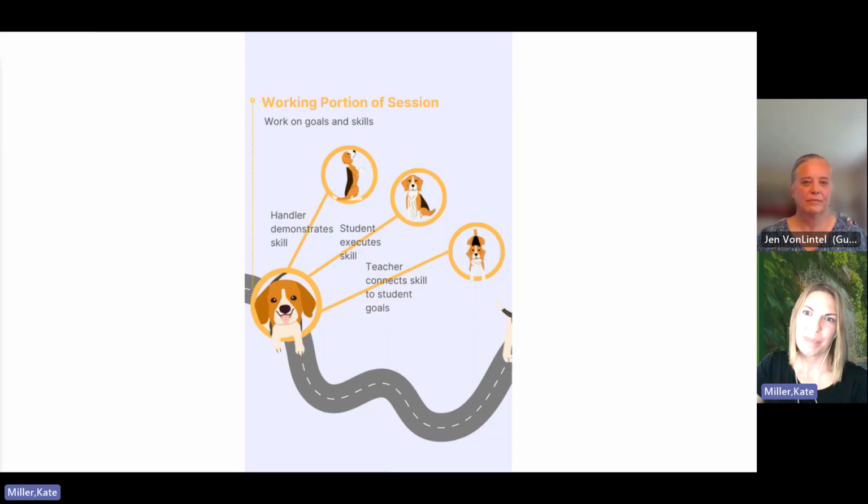Oftentimes what'll happen is the handler will demonstrate whatever skill it is that the dog is doing, whether that's the cups game that you'll see, or maybe it's a recall with the dog. So this is how you tell the dog to sit and how you tell the dog to wait. So the handler can demonstrate what all those things look like. The student gets to give it a try. And then throughout this entire thing, that educator is really connecting the skills that they're working on through the intervention back to those goals that you set up at the beginning.